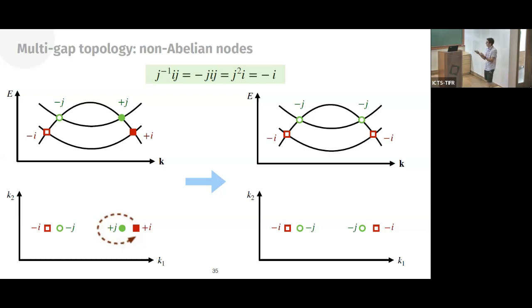So that means in the initial configuration, these two nodes in green in the second band, or these two nodes in red in the first band, had opposite signs. So if you bring them together, you can annihilate them in the usual way. But now after this braiding, I flip the signs of these two, but not of these two.